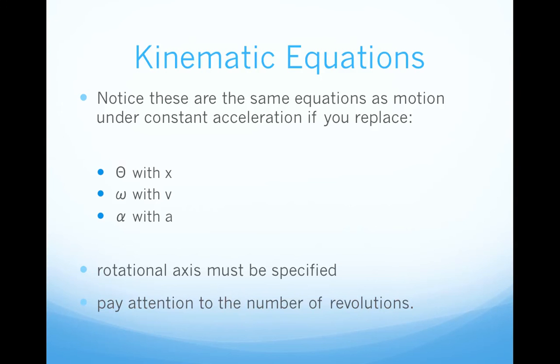2 specific things that you need to know about rotational movement is that a rotational axis must be specified. And also, since the object continues to return to its original position as it goes around in a circle, you have to pay attention to the number of revolutions it travels around this circle.